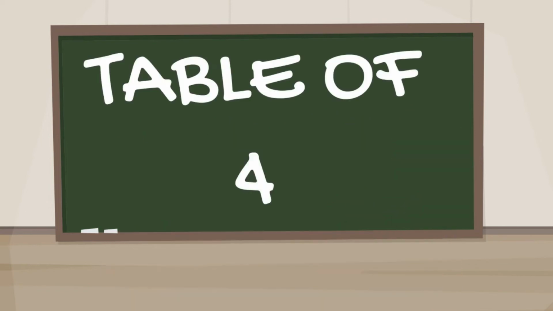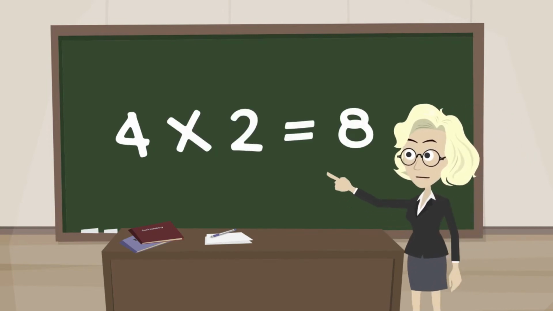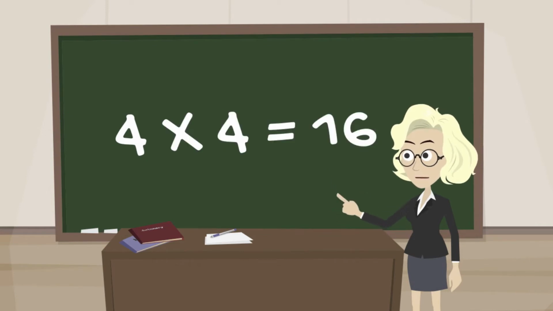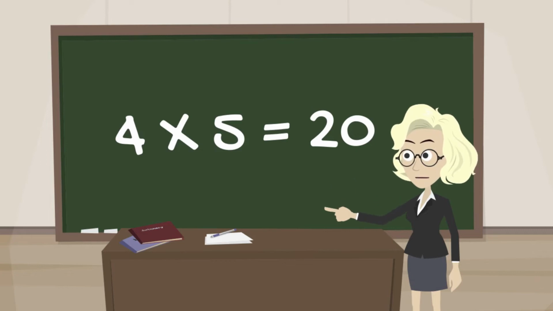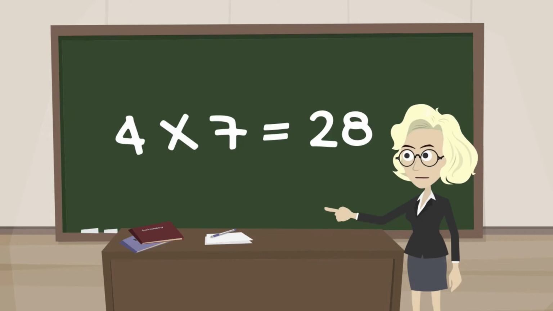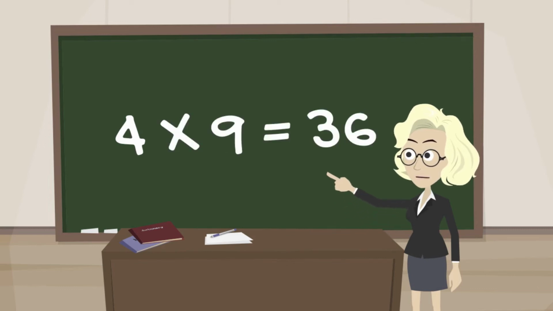Table of 4. 4 ones are 4. 4 twos are 8. 4 threes are 12. 4 fours are 16. 4 fives are 20. 4 sixes are 24. 4 sevens are 28. 4 eights are 32. 4 nines are 36.